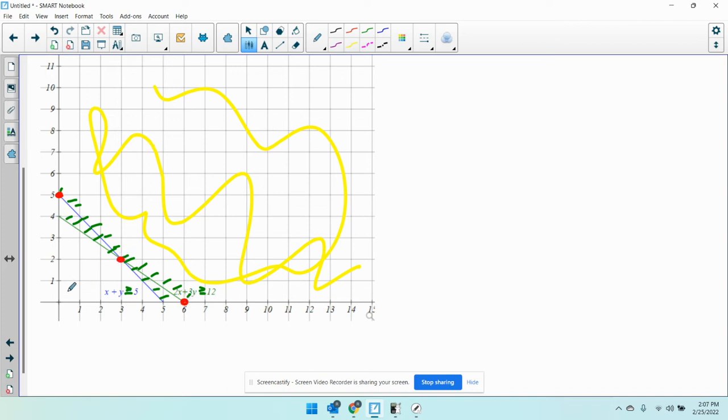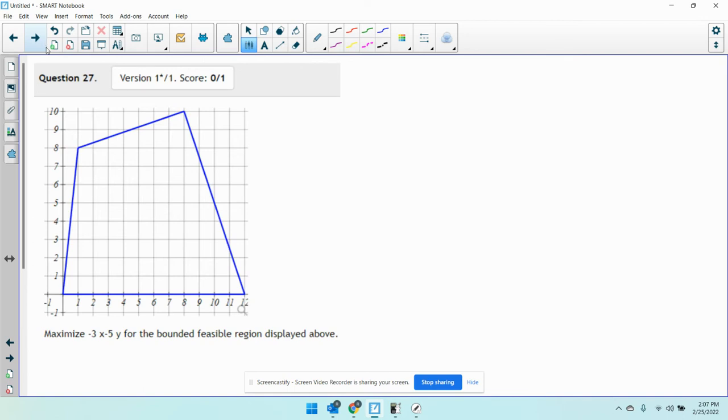If I was shading towards the origin, it would end up being this region. But since I'm shading away, it's actually just these 3 points on the outer edge. So this is going to be 0, 5. This is 3, 2. And this is 6, 0. Okay, so I'll just list those coordinates.